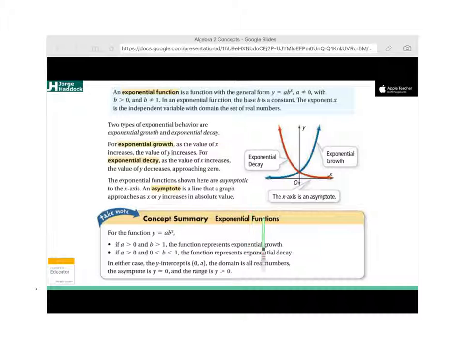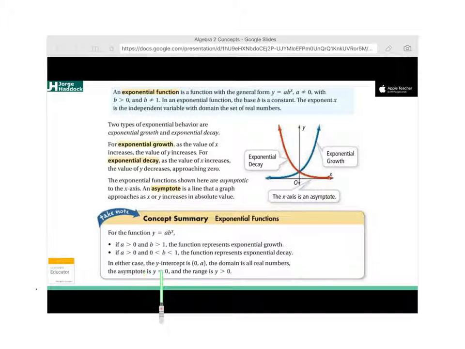So the exponential function, again, y equals a times b to the x, where a is not 0 and b is greater than 1, represents exponential growth. So if b is greater than 1, it represents exponential growth. If b is between 0 and 1, remember that we saw up here that b is always positive, so if b is between 0 and 1, that represents exponential decay.